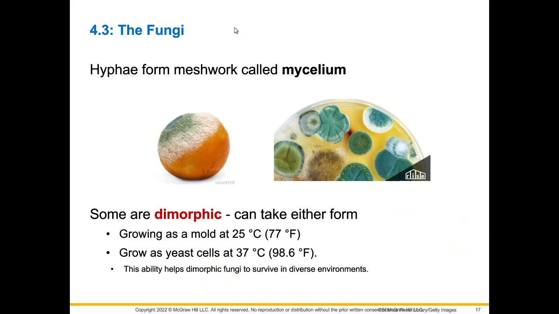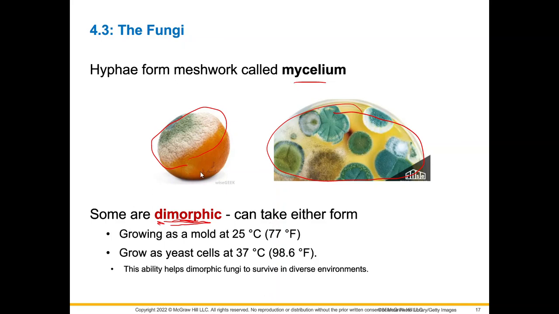So these hyphae, collectively, form a meshwork that we call mycelium. And so you're seeing that right here on this orange, as well as several examples seen here on this agar plate. This agar plate is a dish that has this jello-like substance on it that has nutrients that help this microbe to grow. And so you will see multiple colonies here of molds, and each one would be considered a mycelium.